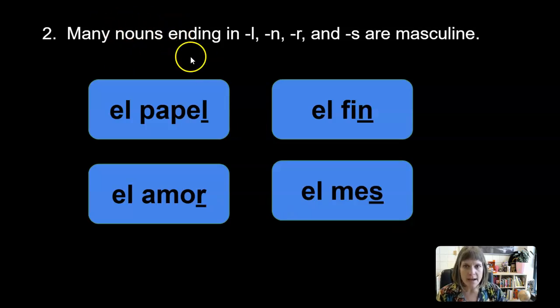Many nouns ending in L, N, R, and S are masculine. Por ejemplo, el papel ends in an L, so it's masculino. El fin ends in an N, so it's masculine. Because all words aren't going to end in O or A, what are their genders if that is not the case? Anything that ends in L, N, R, and S is masculine. El amor, which is love. El mes. ¿Qué es un mes? Enero, febrero, marzo, abril, junio, julio, agosto. That's right, a month. So el mes means month.